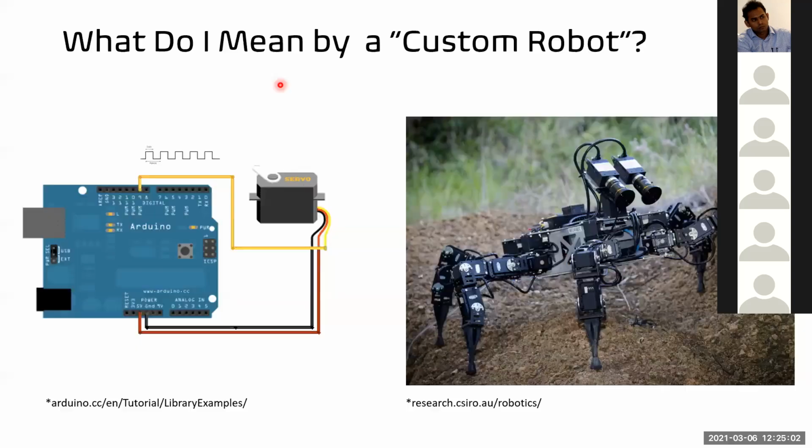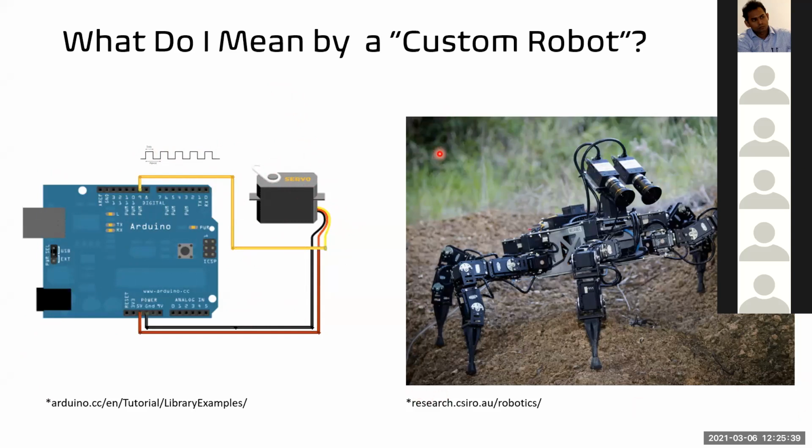So what do I mean by a custom robot? It can be something very simple in hardware, like you have an Arduino, and you have attached a servo to your Arduino. A servo is something where you give a PWM signal or voltage signal through your Arduino, and it will move to the given angle. The shaft will rotate to the given angle using that PWM signal. So it can be something very simple in hardware like that, or this is a robot.